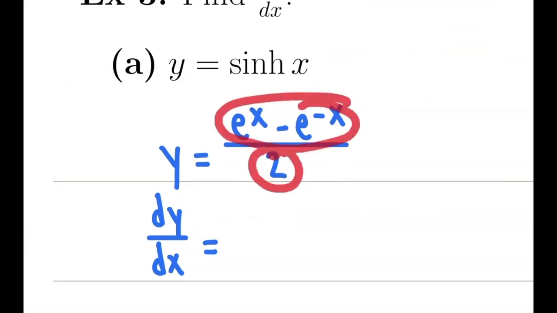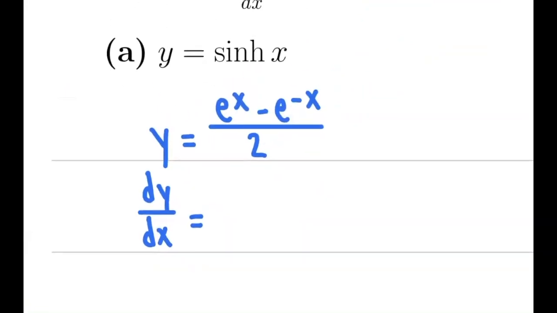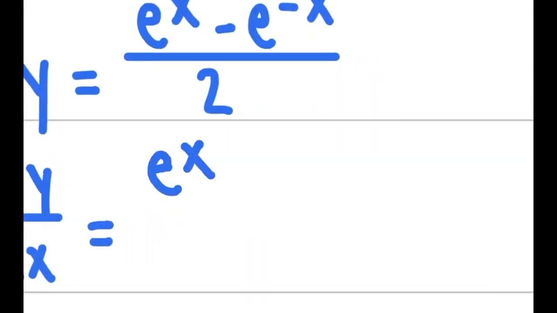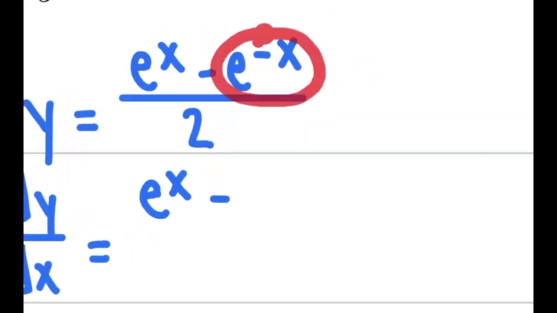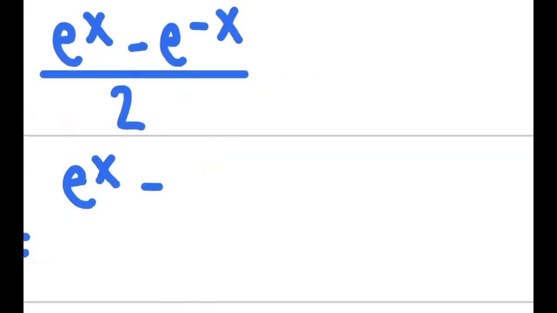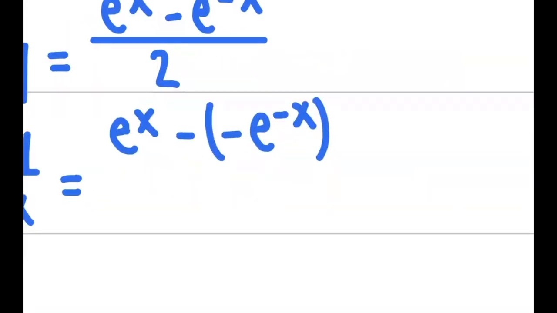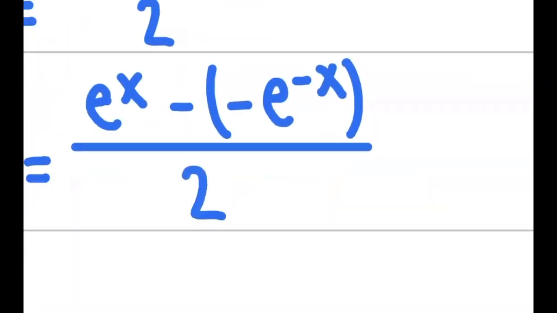If you're trying to take the derivative of a function over a constant, you just take the derivative of the numerator and leave the denominator alone. So we have to take the derivative term by term. What's the derivative of e to the x? It's itself, yeah. And then minus, what's the derivative of e to the negative x? We have to use the chain rule. You get itself times the derivative of negative x, which is just -1. And then again, just leave the 2 alone. It's just a constant, so divide by 2.